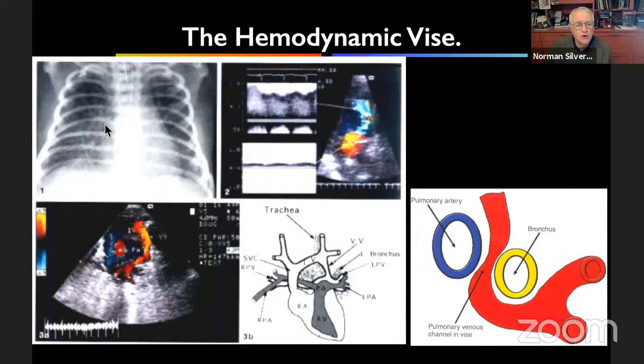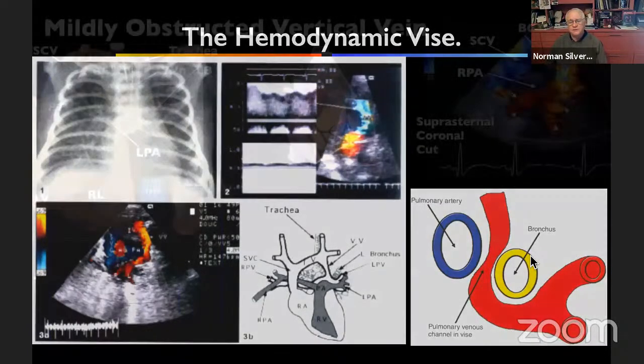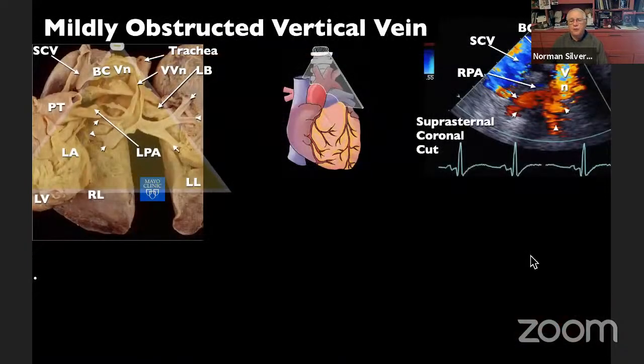Here's an X-ray which shows pulmonary edema. Here is a cartoon showing the position of this vein below the pulmonary artery and in front of the left bronchus. And here from Professor Anderson's book, we see this example of the hemodynamic vise as you see it here. And you will see low velocity flow in the veins and then acceleration beyond what is probable from the fact that the angle of insonation is different. So this is what is called the hemodynamic vise. And of course, that's a very important problem.